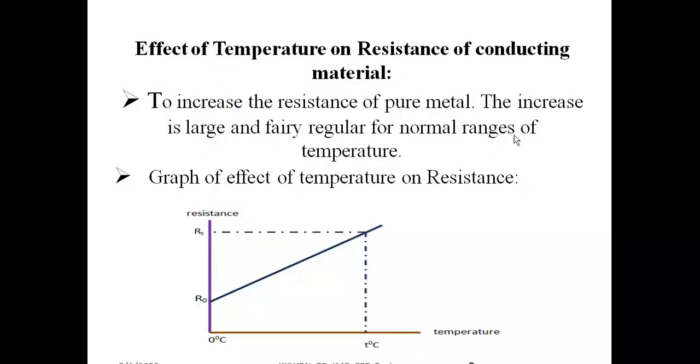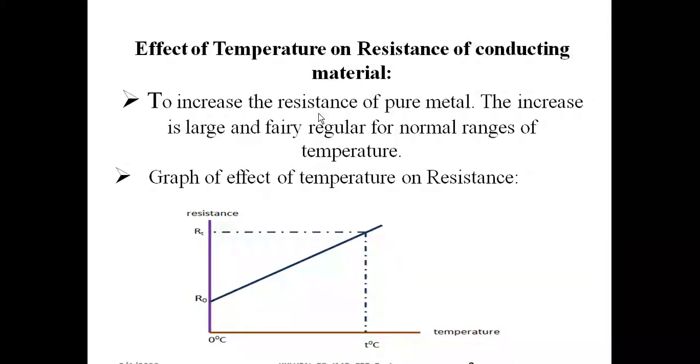Now, before we discuss the numericals on effect of temperature, let us know the concept of effect of temperature on resistance, particularly of conducting material. All of us know that the conducting materials are those materials which offer very low opposition to the flow of electrons through it, that is the flow of current through it.